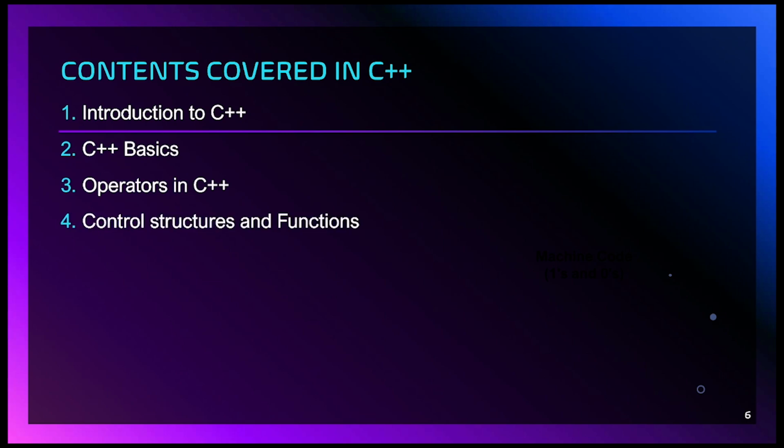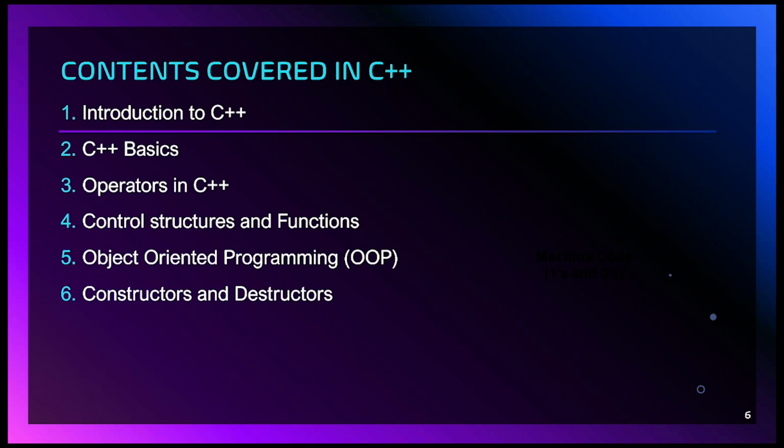Operators in C++. You will understand how to use arithmetic, relational, logical, and other operators to perform computations and make decisions. Control structures and functions. You will explore conditional statements, loops, and how to write reusable code using functions. Object-oriented programming. You will dive into core object-oriented programming concepts like classes, objects, encapsulation, and abstraction in C++.